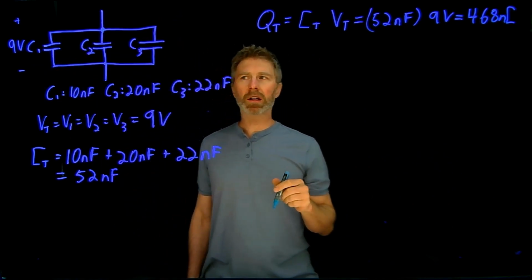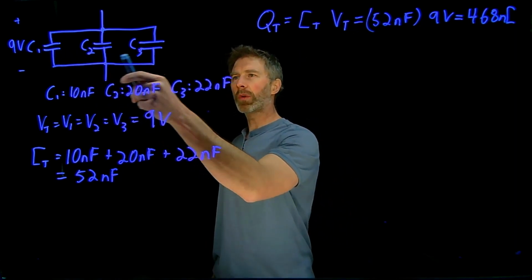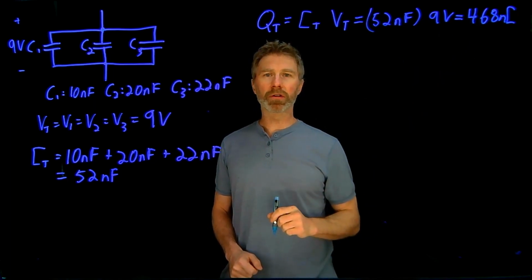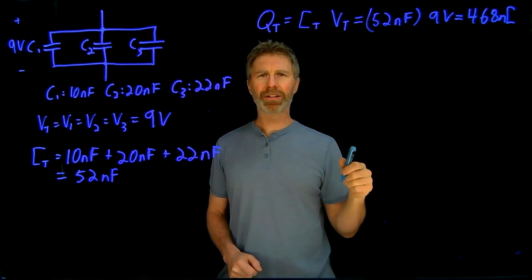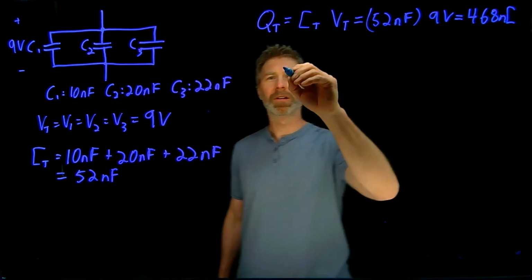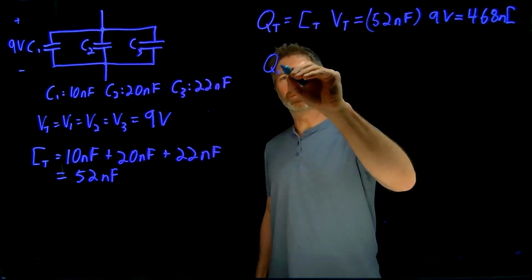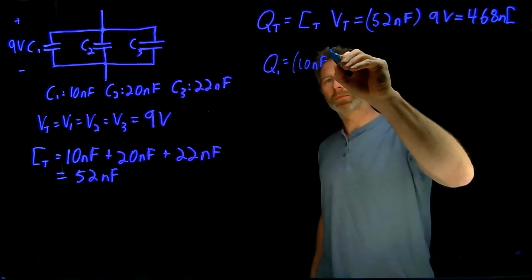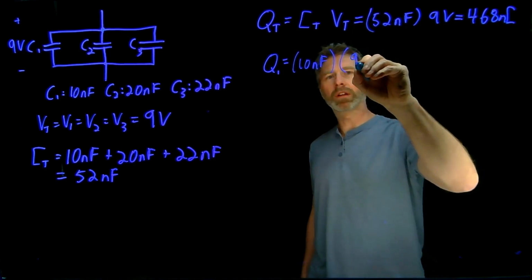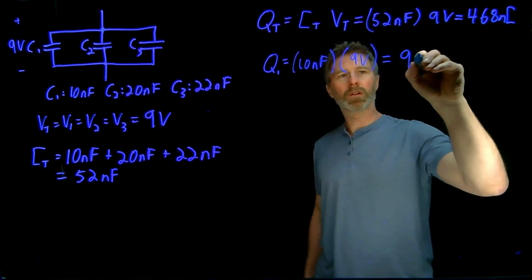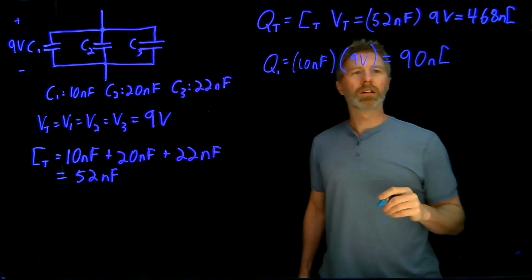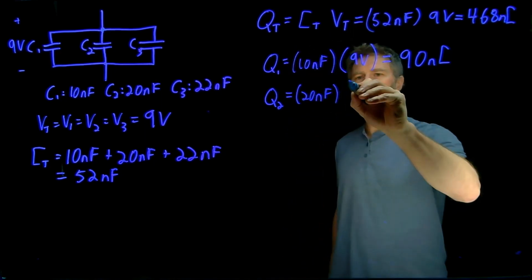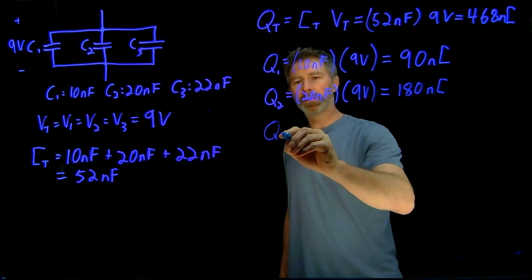And now let's do a double check by figuring out the total charge in each one of these individual capacitors and then making sure that the sum of that also adds up to 468 nanocoulombs. Okay. Charge on capacitor 1. That'll be the capacitance of it, so 10 nanofarads, and the voltage across it, 9 volts. So that gives me 90 nanocoulombs. Q2, again, capacitance times voltage. And Q3.